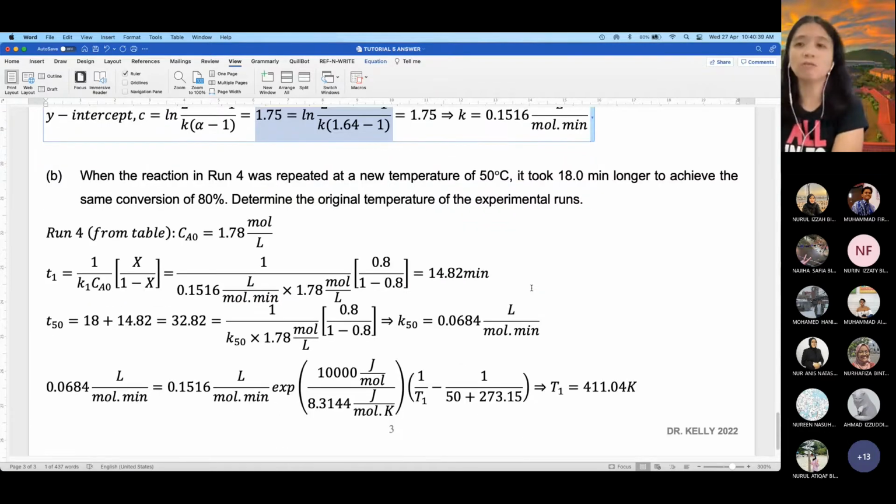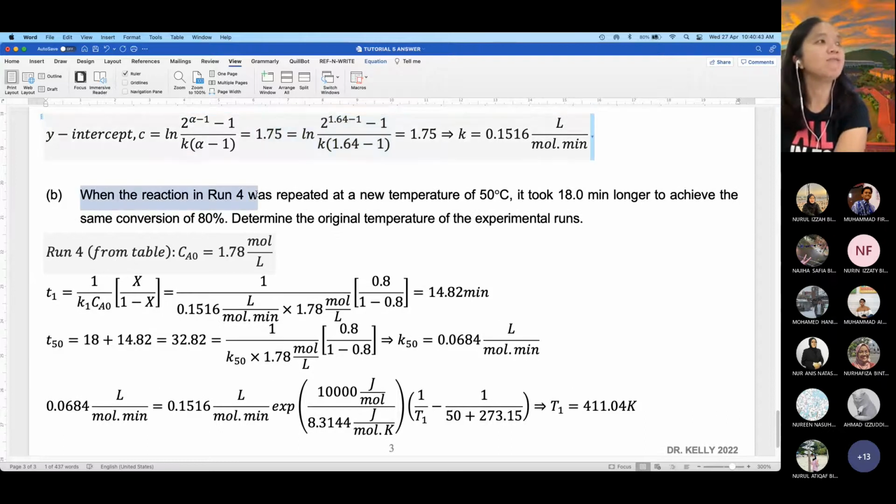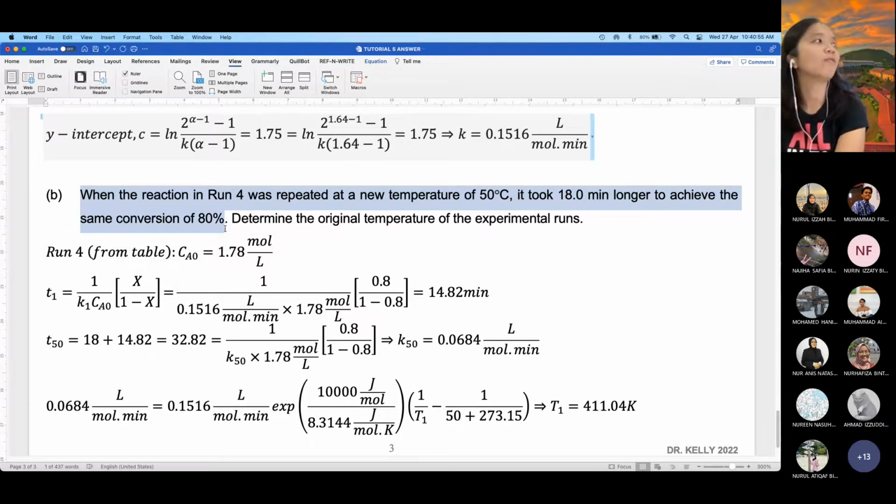Okay, so we go to a more difficult part, part B. When the reaction in run 4 was repeated at the new temperature of 50 Celsius, it took 18 minutes longer to achieve the same conversion of 80%. Determine the original temperature of the experimental runs. So the question dia macam pelik kan? The question is something that you are not so familiar with. So let us understand again.